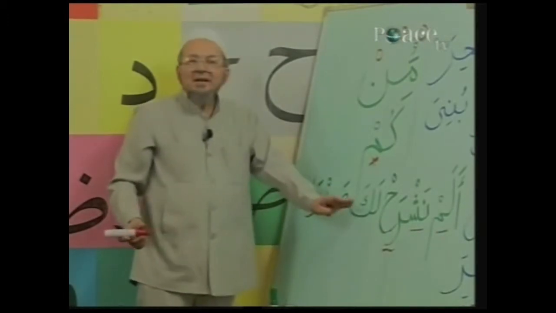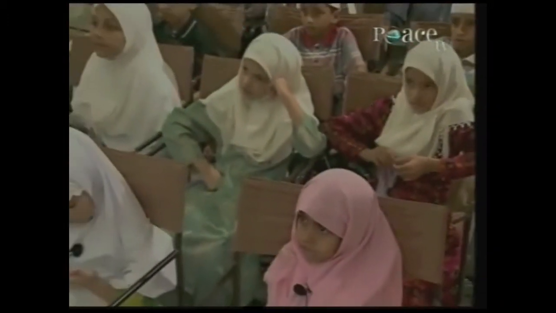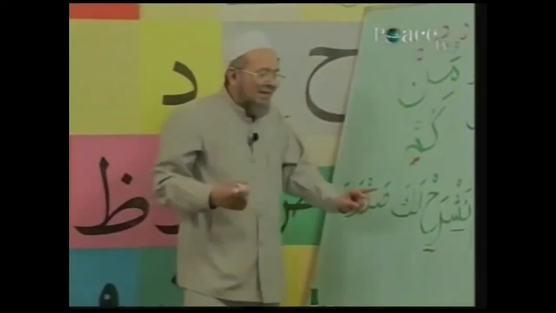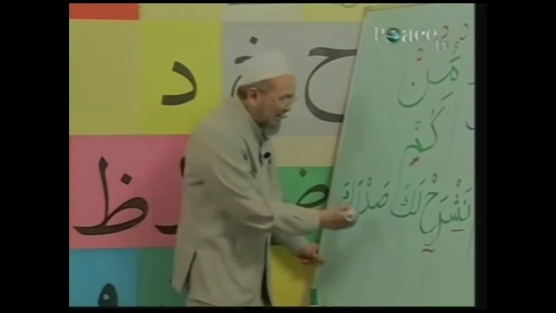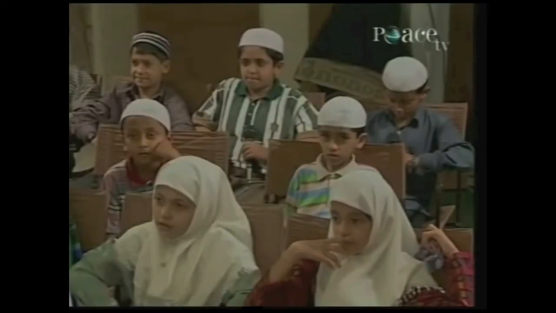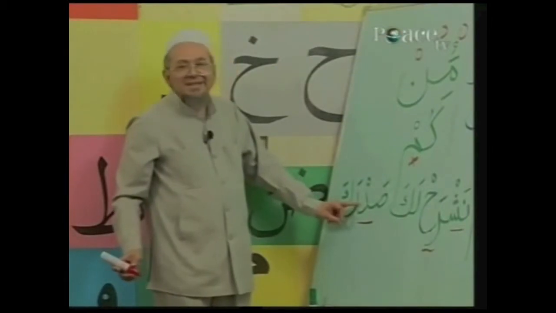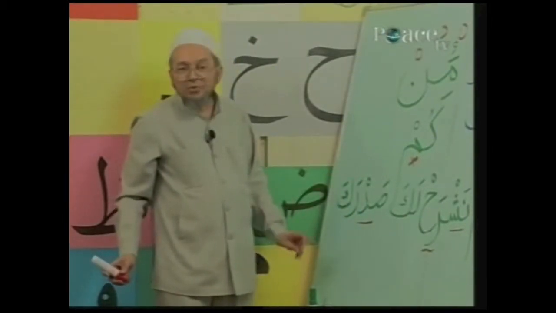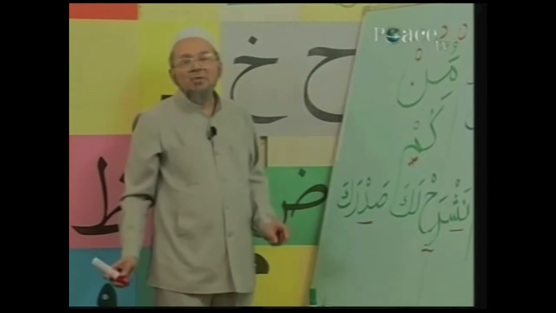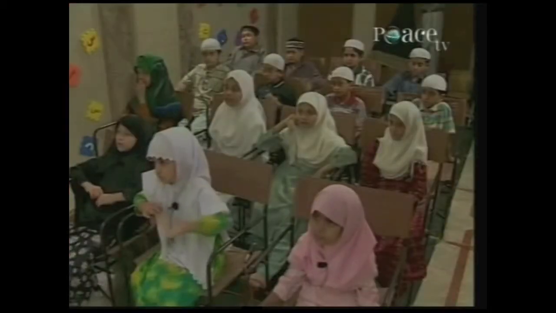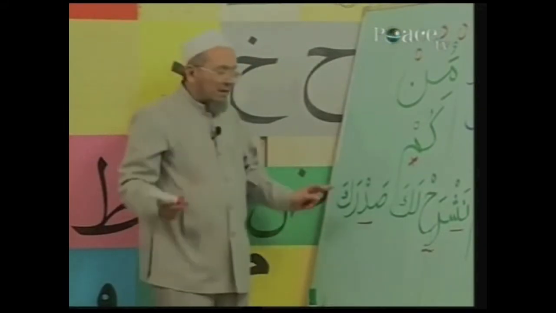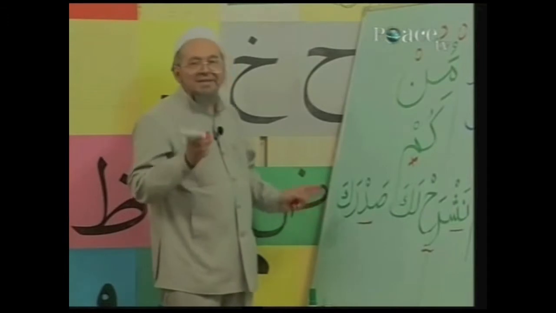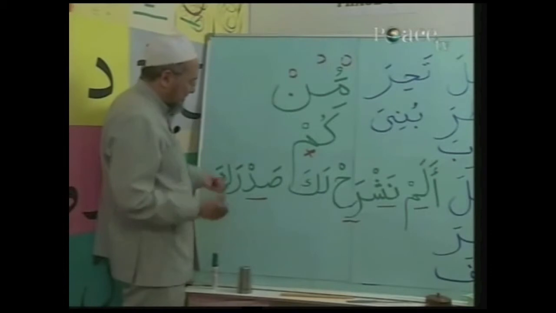La ka. Both are mobile, isn't it? Then here, sa joins with what? Da, which is sukoon, which carries what? Sukoon sign. So it will become sad. And then ra is mobile, and ka is mobile. Sad, raka.